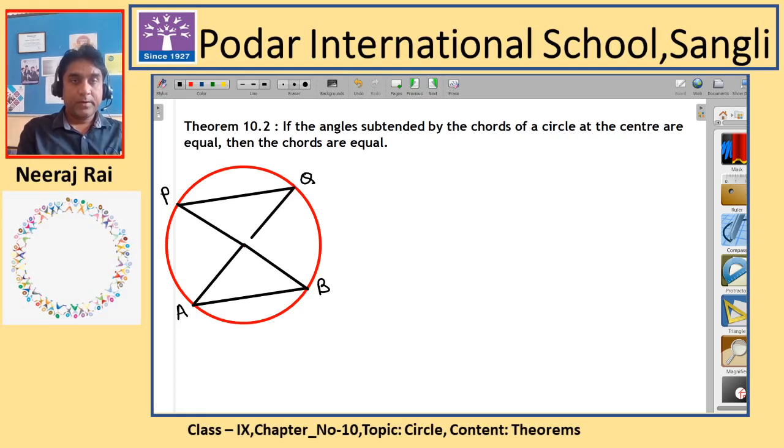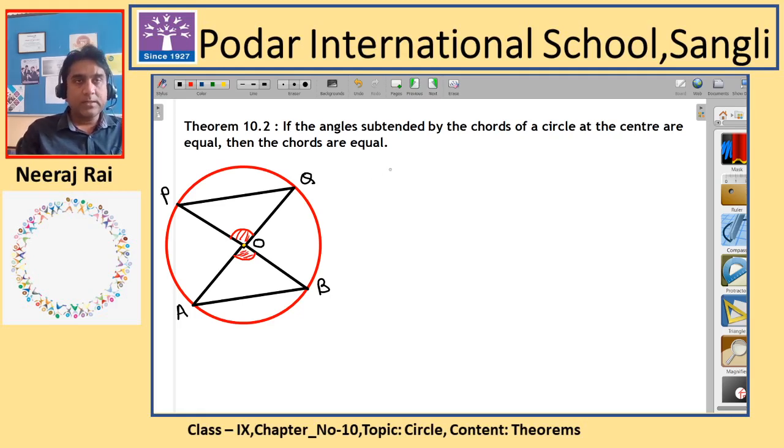So we have joined till the center, and this is where our center is lying. Let me give some name to it, and let me change the color so that it is visible to you. So it is O. Here it is not given that the chords are equal. They have given that the angles are equal. The angles subtended by the chords at the center are equal. So by chord PQ, the angle subtended at the center is POQ, this angle. And the angle subtended by the chord AB at the center is this angle. And it is given that they are equal.